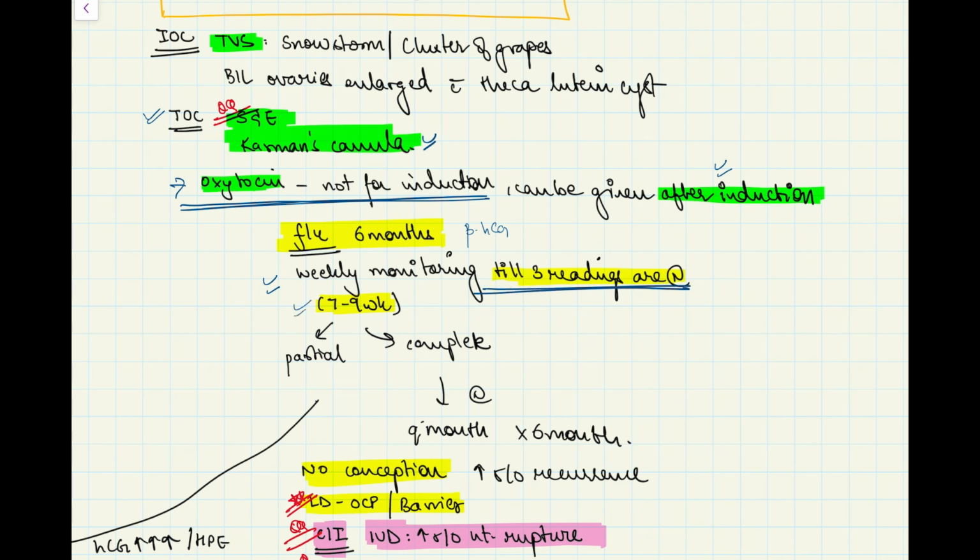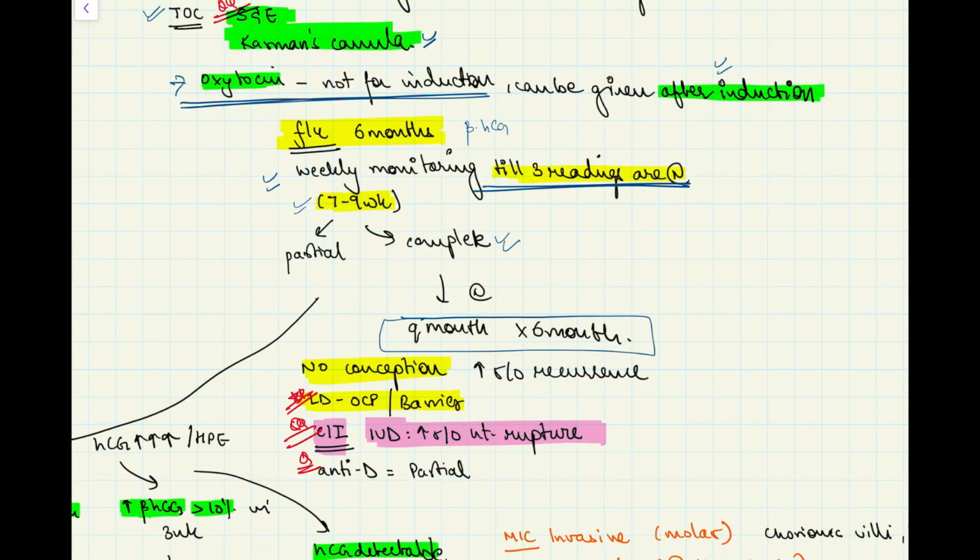If between 7 to 9 weeks the 3 readings are normal, it indicates a complete resolution, and if there is complete resolution, then we can perform the follow-up every month for 6 months. During this time period, the patient is advised to not undergo conception, as conception increases the risk of molar pregnancy. Then for contraception, the contraception of choice would be a low dose OCP or a barrier method.